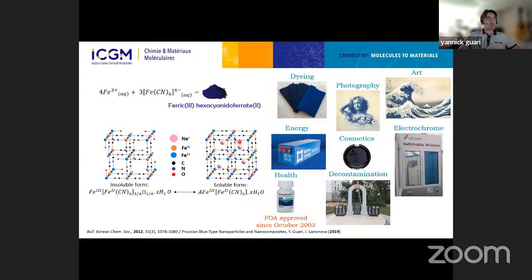So as examples, Prussian blue has been used first in paintings, then dyeing of textile, in a photography process called cyanotype, as an electrochrome, for radioactive cesium or thallium decorporation, for radioactive cesium decontamination of grounds and water, and also more recently as a material for batteries, which shows the strong applicative aspect of such compound.